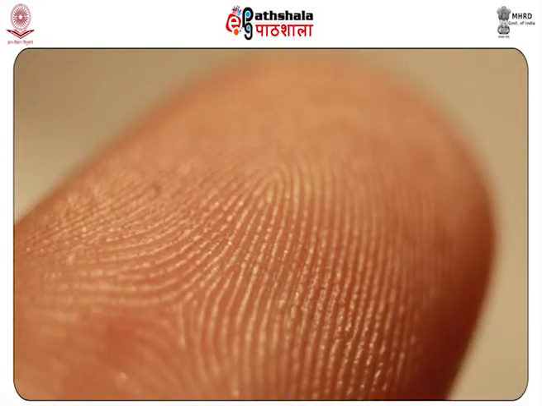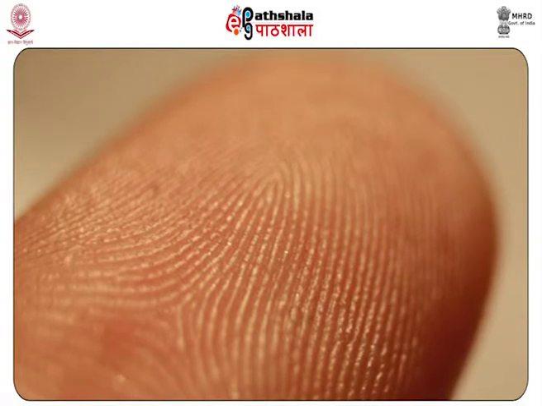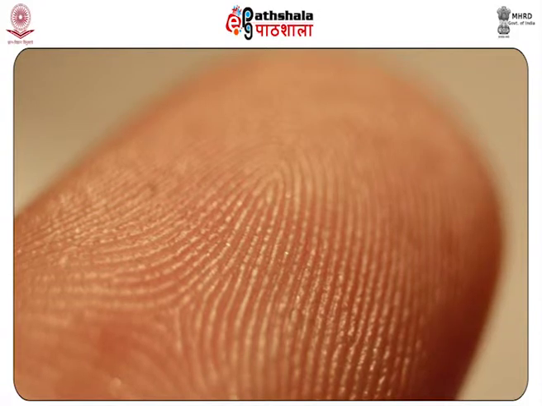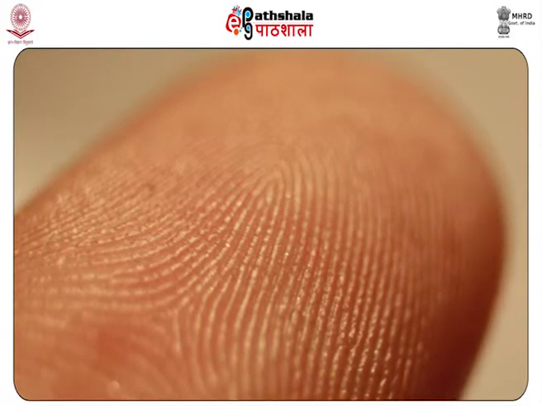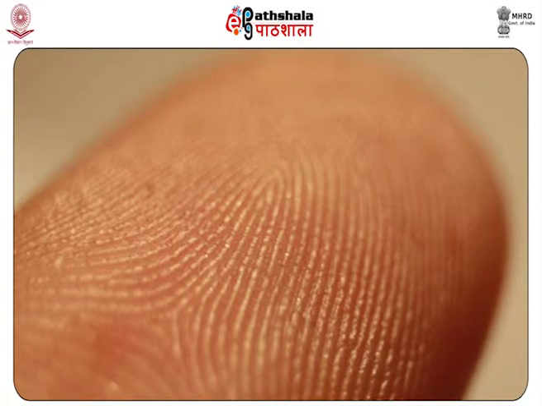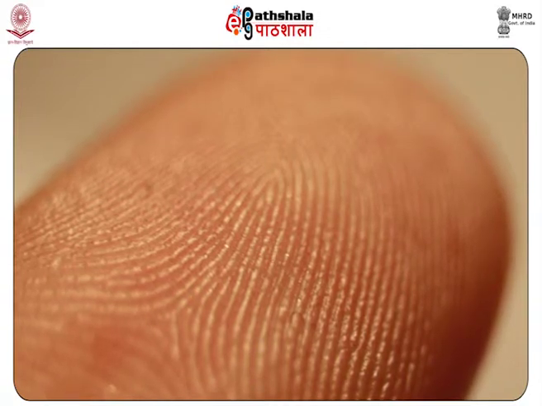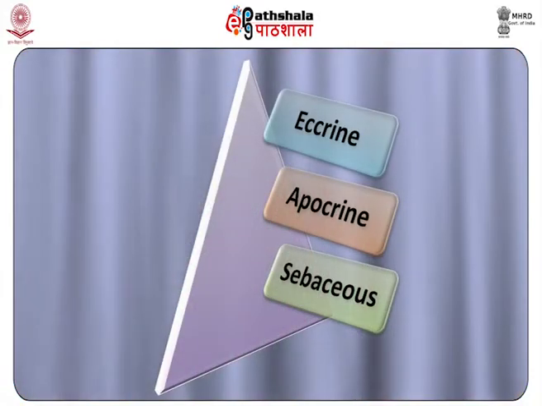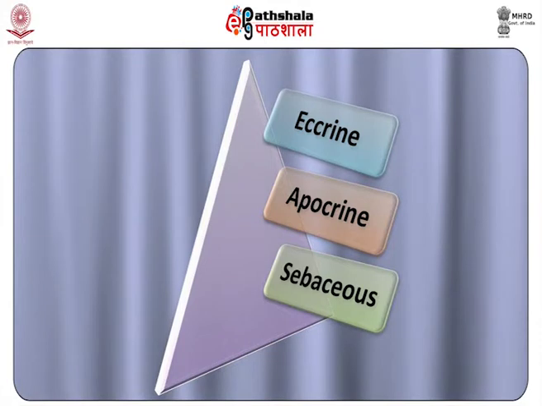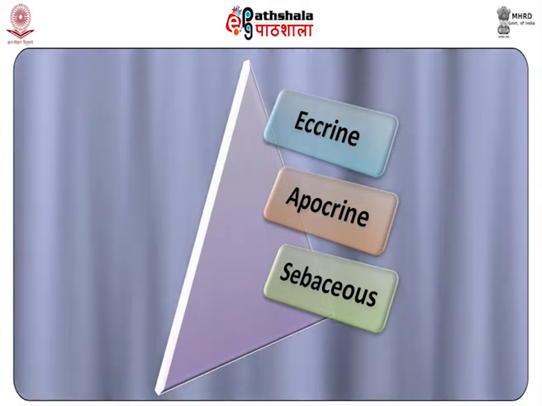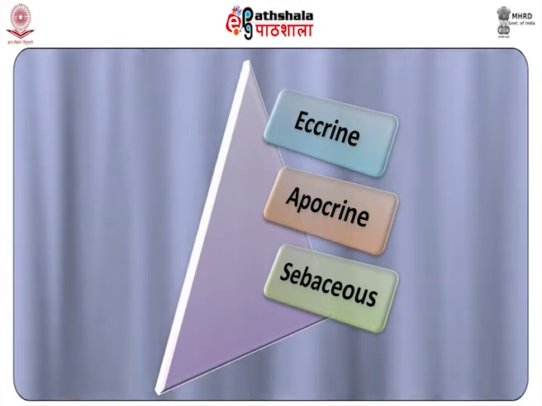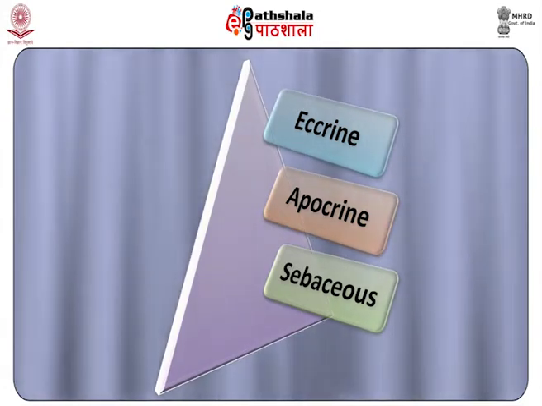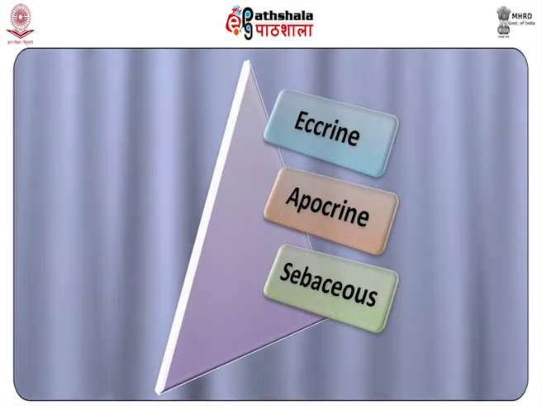A latent fingerprint is formed when the sweat pores of the papillary ridges leave a deposit of perspiration on a surface with which the finger has been brought into contact. The human body possesses the following three types of gland, that is eccrine, apocrine and sebaceous, the secretion of which contribute to a fingerprint deposit.